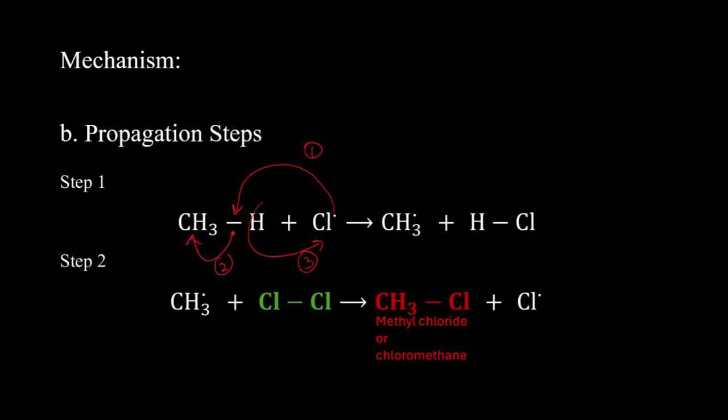Step 2. This methyl radical is also highly reactive. It attacks another chlorine molecule, stealing 1 chlorine atom to form methyl chloride, our desired product, and regenerates a new chlorine radical. And here's the key: this chlorine radical can go on to react with another methane molecule. This creates a chain reaction, and that's why a single radical can lead to thousands of product molecules.